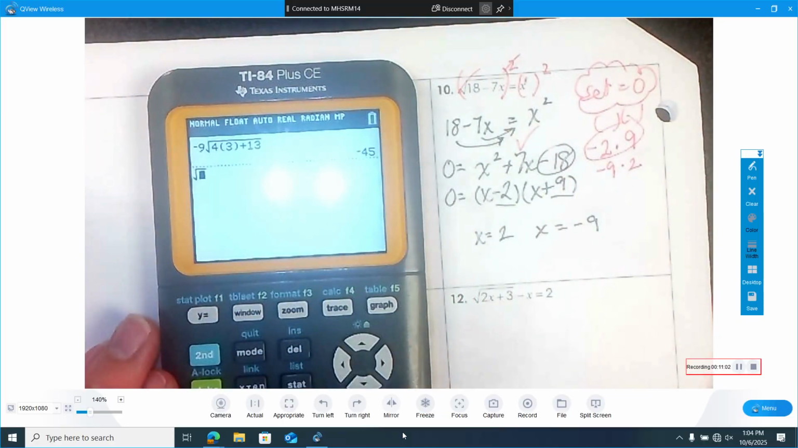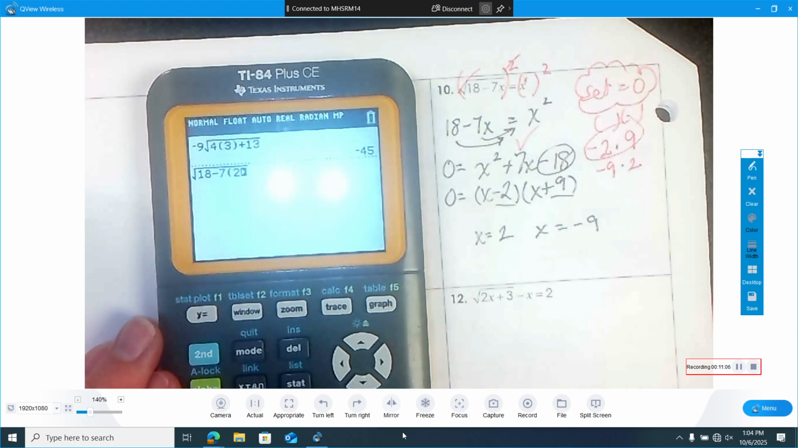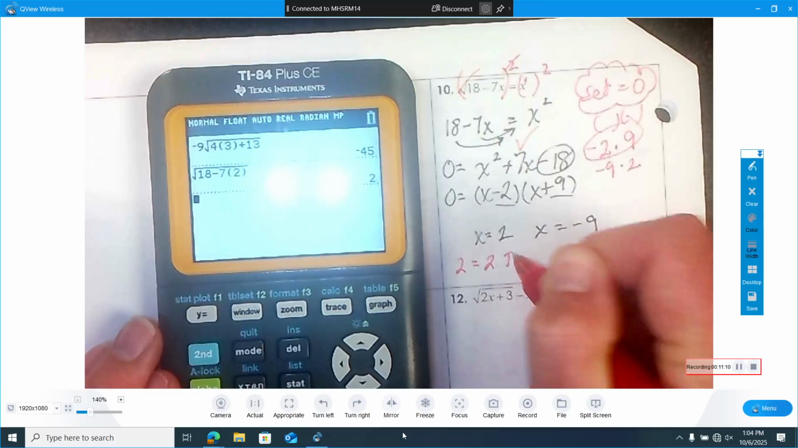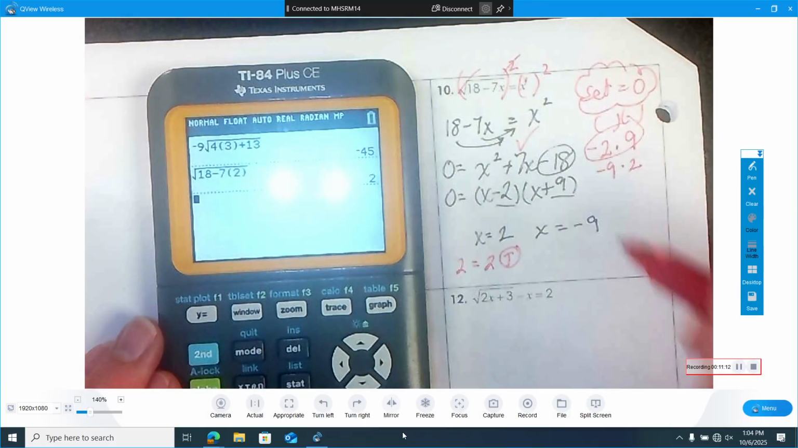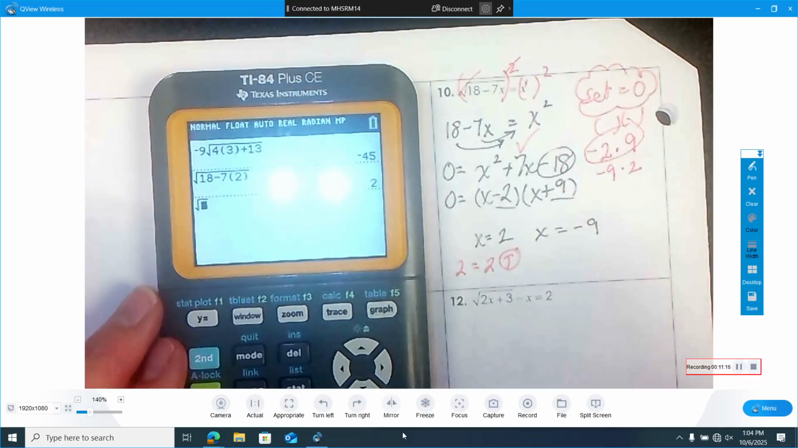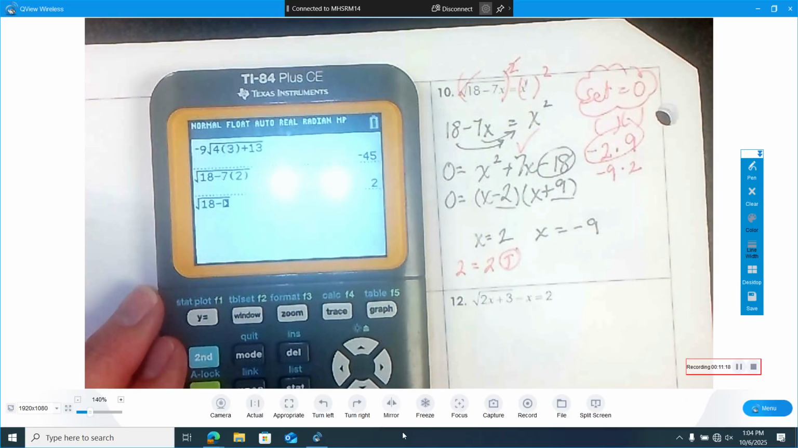The square root of, if I plug in the 2, 18 minus 7 times 2. So I'd get 2 equals 2. That's a true statement. But if I plug in the negative 9 to my radical there, then I have 18 minus 7 times negative 9.